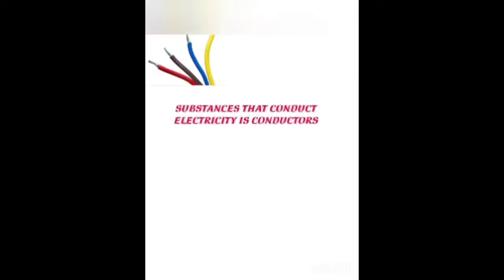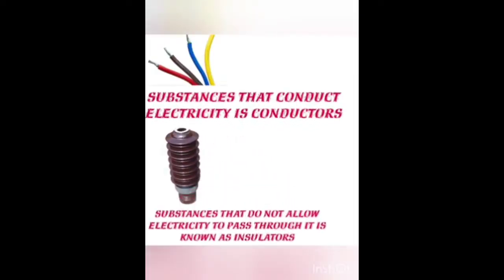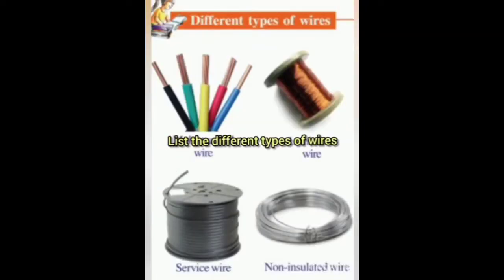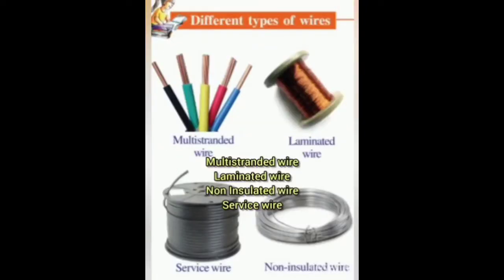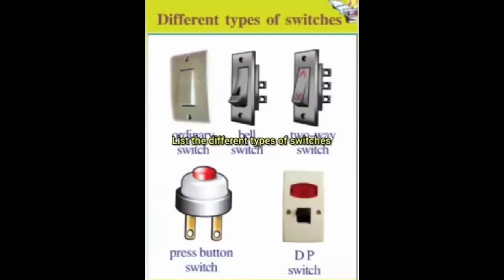What is insulators and conductors? Substance that conduct electricity is conductors. Substance that do not allow electricity to pass through it is insulators. List the different types of wires. Multi-stranded wire, laminated wire, non-insulated wire, service wire. List the different types of switches. Ordinary switch, belt switch, two-way switch, press button switch, DP switch.